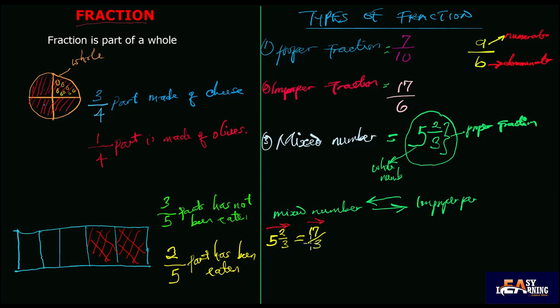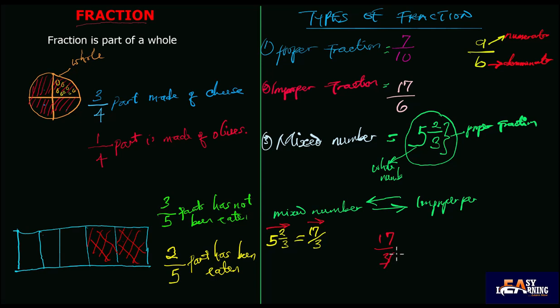And also we can return it from improper fraction back to mixed number. How do we do that? If we want to change this 17 over 3 back to a mixed number, we first divide. We divide 17 by 3, and when we divide, the remainder will be our numerator.